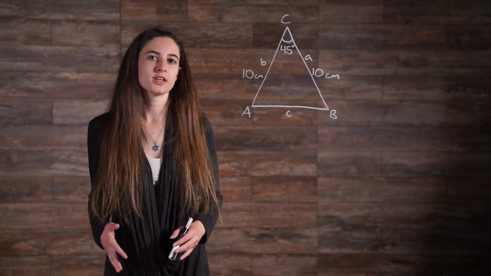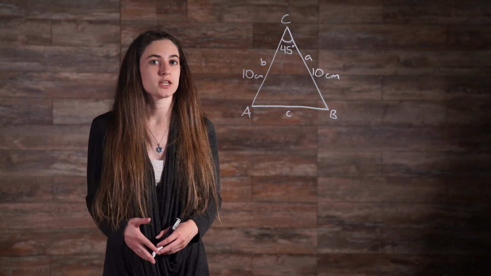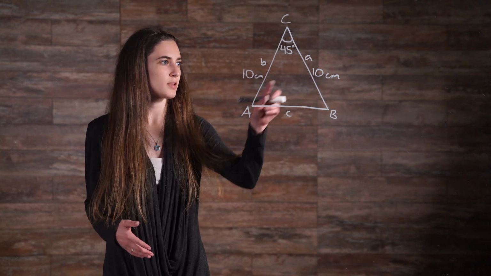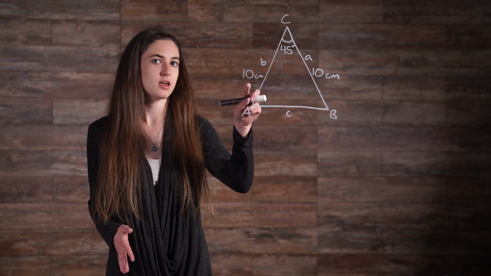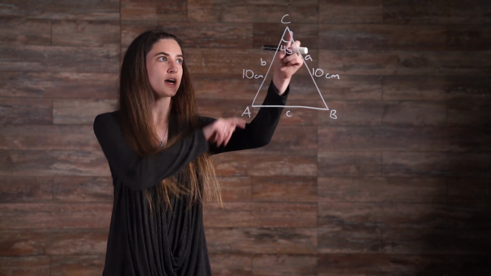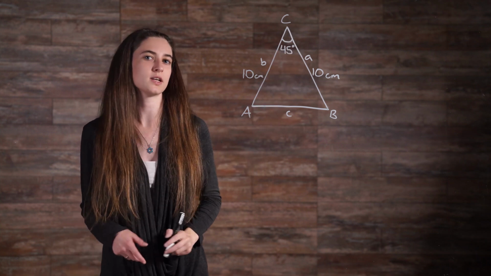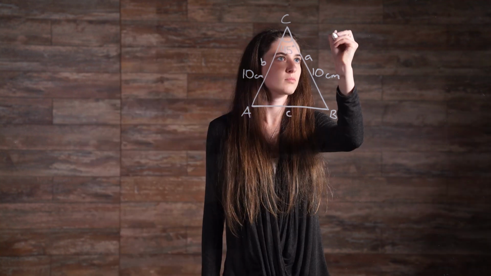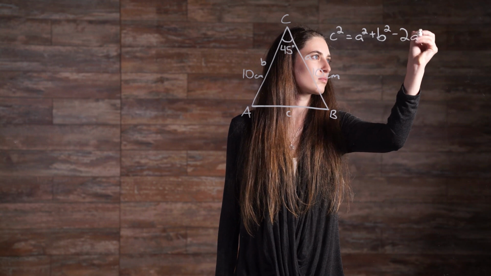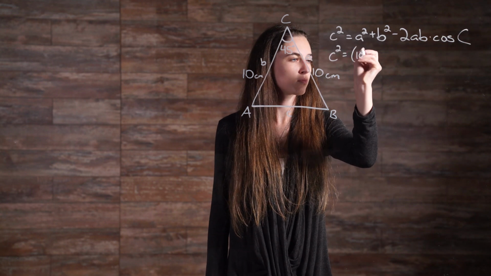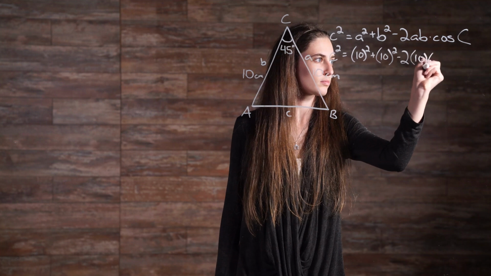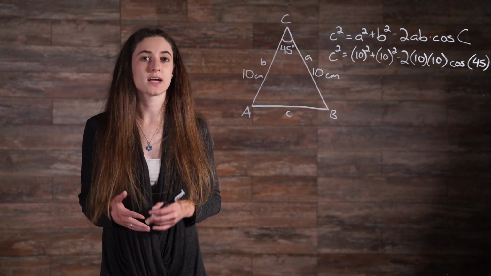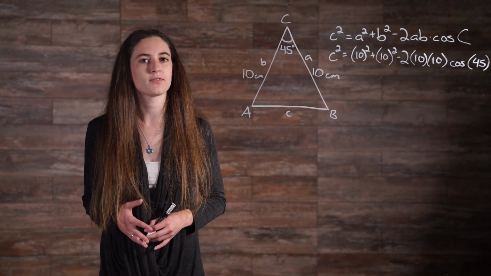Let's try it out. Look at this problem. First, we need to check to see if we have everything we need to use the law of cosines. We have the measure of two sides, a and b. They're both 10 centimeters. And the measure of the angle between those two sides is angle C, which is 45 degrees. That's all the info we need, so let's plug a, b, and C into the formula. Be careful with the order of operations here. Evaluate the exponents first, then take the cosine of 45, like this.